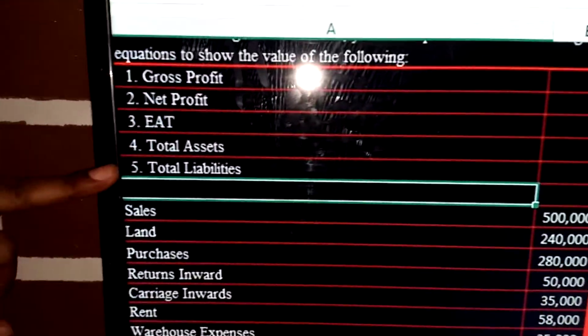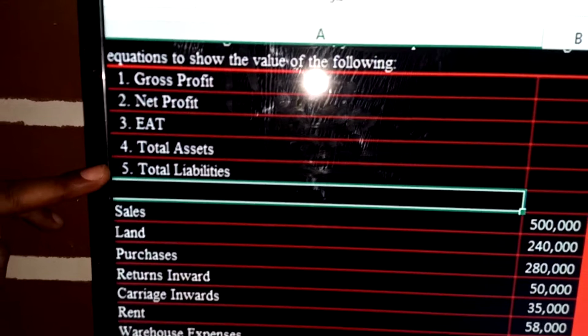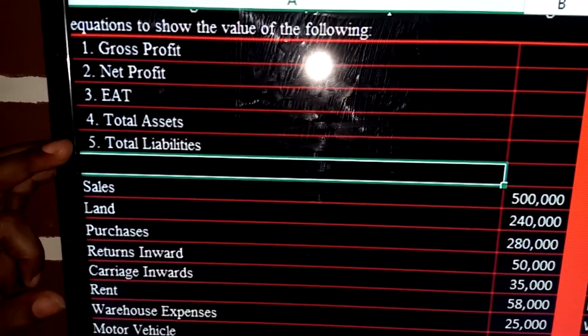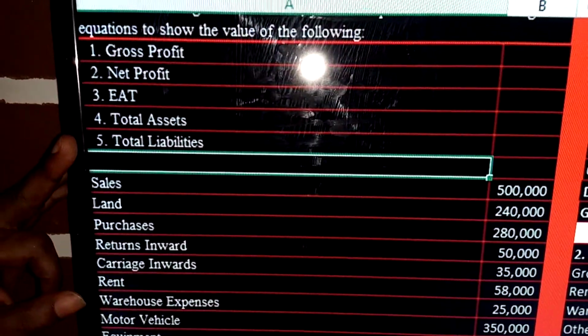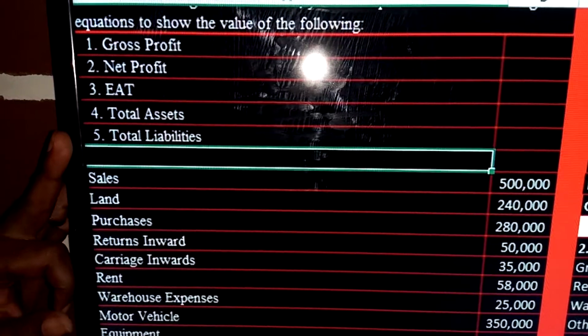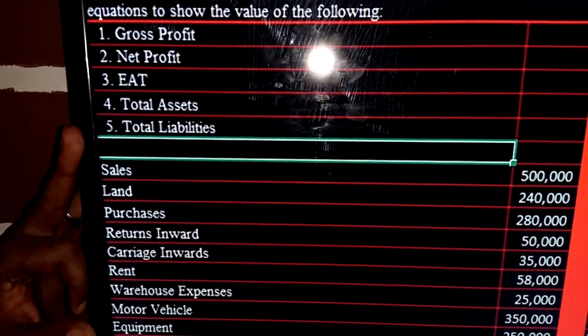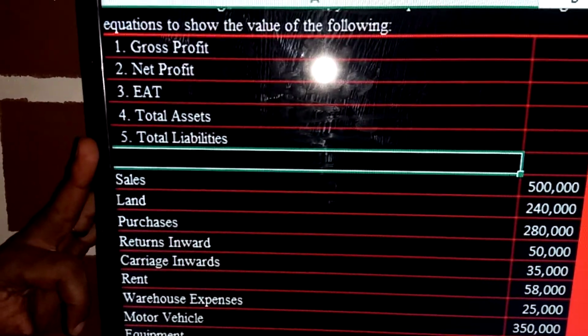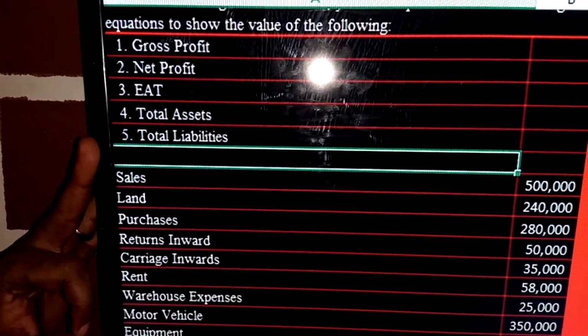The next one says total liabilities. We have expanded our total liabilities to what? Long-term liabilities, short-term liabilities, and owner's equity. What is owner's equity? We also expanded it to initial capital plus any profit made, minus any withdrawal by him for his personal use.